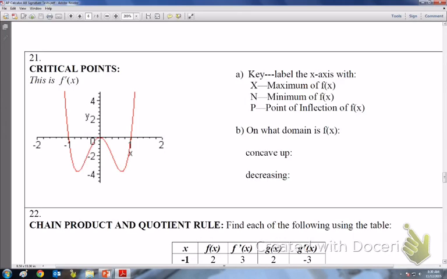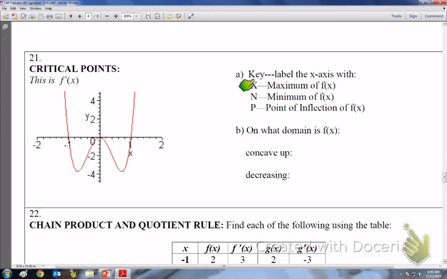Essentially, it says to find the critical points. So, what graph is this? Read the directions. It says this is a graph of what? Good. This is a graph of f prime of x. This is the first derivative of f. So, keep that in mind when we're looking at our chart or thinking in our minds about what we're looking at, that this is a graph of the first derivative.